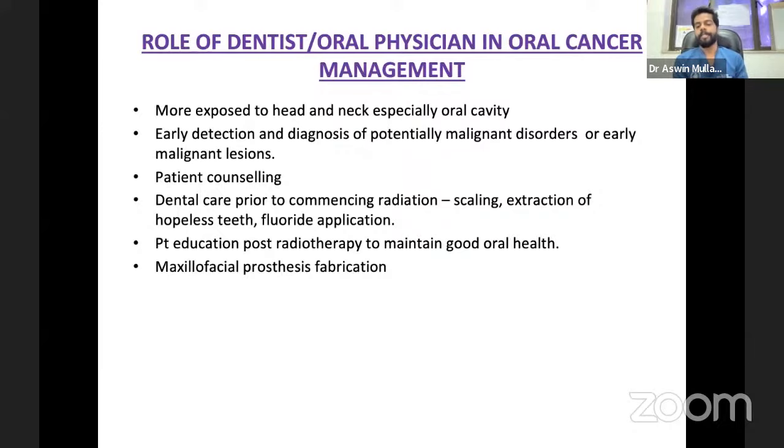They can prepare the patient for surgery or adjuvants with scaling, extraction, application. Then maxillofacial prosthodontists can give better post-operative rehabilitation in case of carcinoma maxilla, carcinoma palate, in the fabrication of obturators. In case of carcinoma nasal cavity, they can give a prosthetic nose, prosthetic eye. All these things come under the specialist dentist or oral physician.